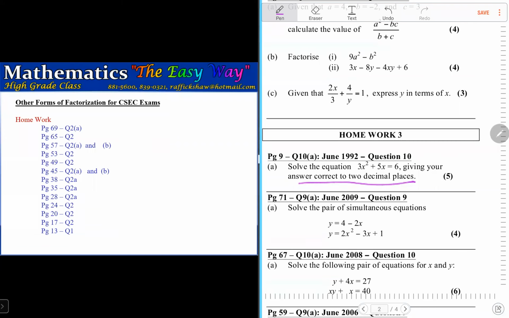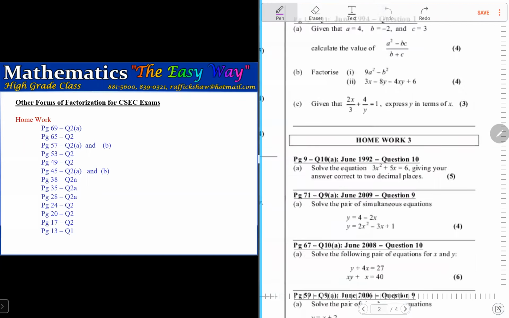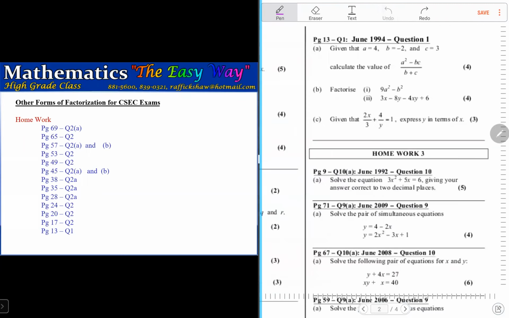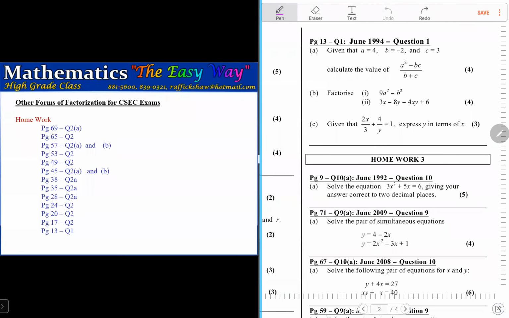All right, so in the classwork on Wednesday, you're going to have to do everything that we did today: quadratic formula, factorization of all the types. You also have to do a quadratic formula question, all right, for the classwork.